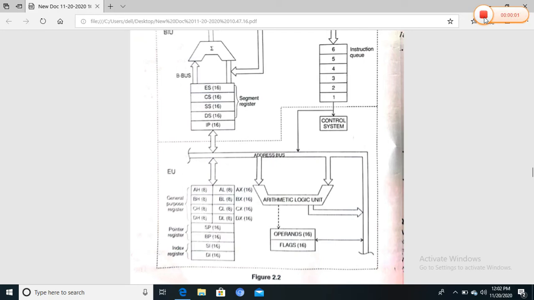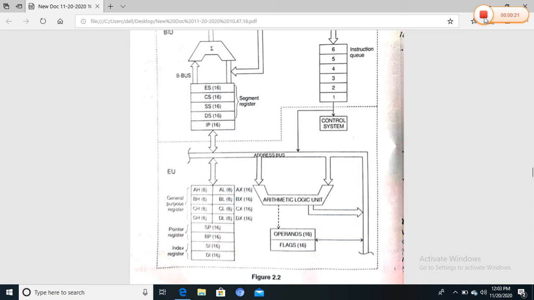This is the next point from the architecture, that is the execution unit. BIU and EU are the two parts in the architecture. In the last lecture we studied the BIU. Next is the execution unit.